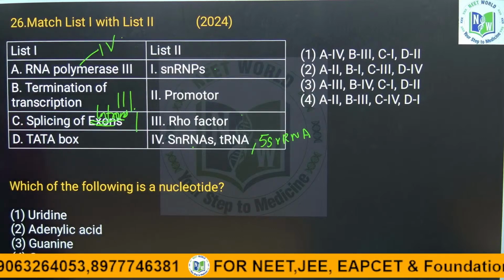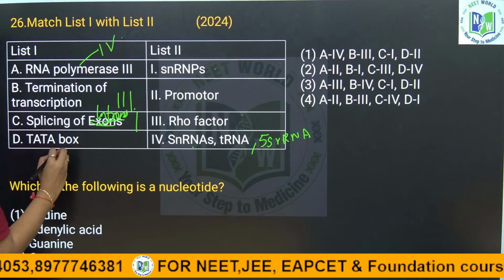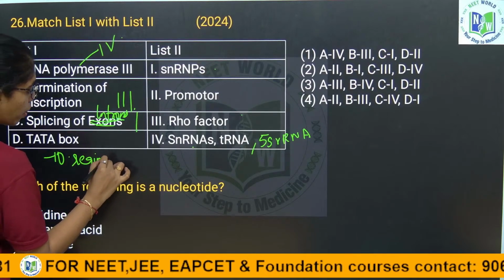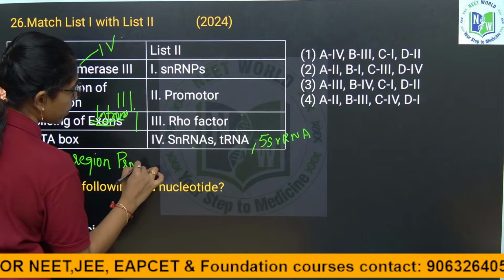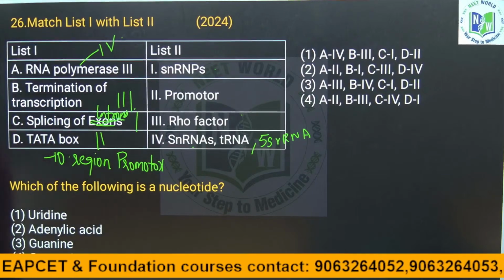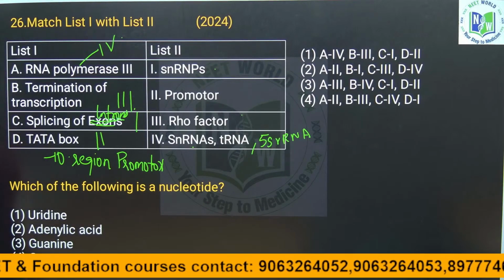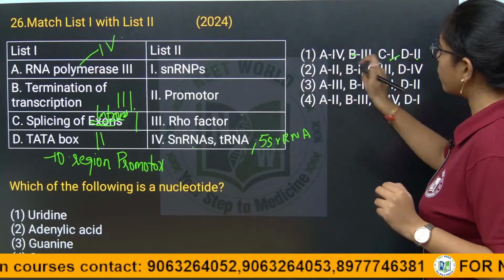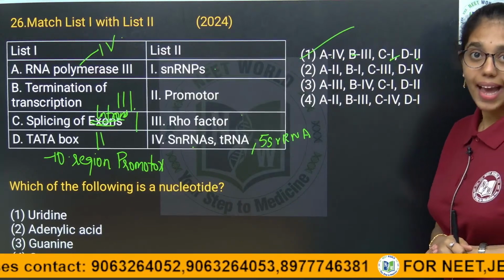is option 1. Tata box is present at the -10 region of the promoter, which will initiate the process of transcription more easily. So, here what is the answer? A4, B3, C1, D2, option 1 is the correct answer.